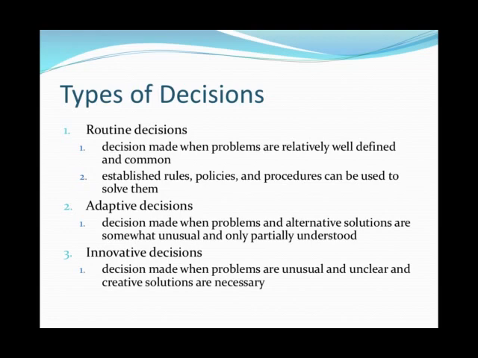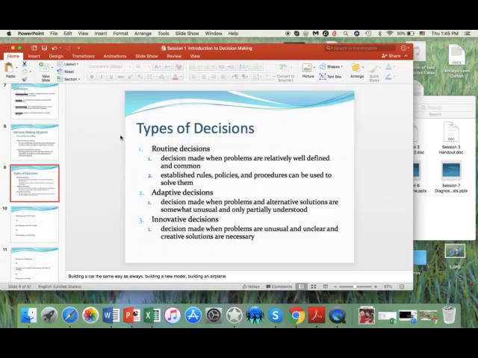versus adaptive decisions, which are made when the problem is a little bit unusual and we don't understand it completely. And the last one would be an innovative decision, that is made when problems are very unusual and very unclear, and really very creative solutions are necessary.